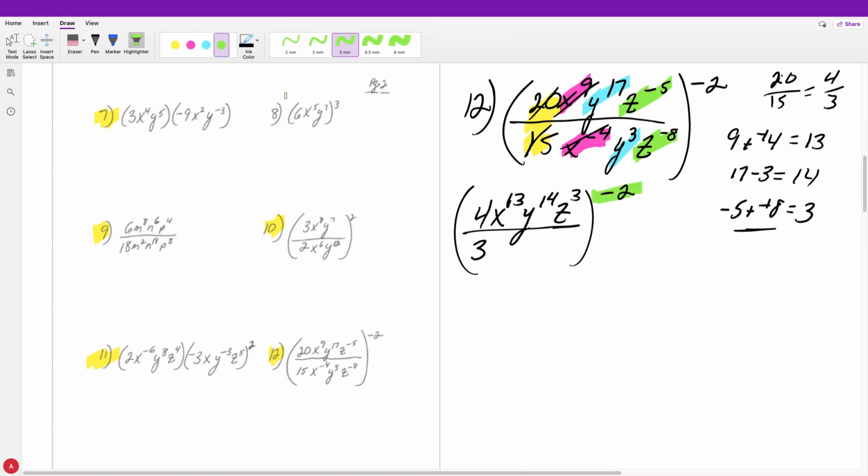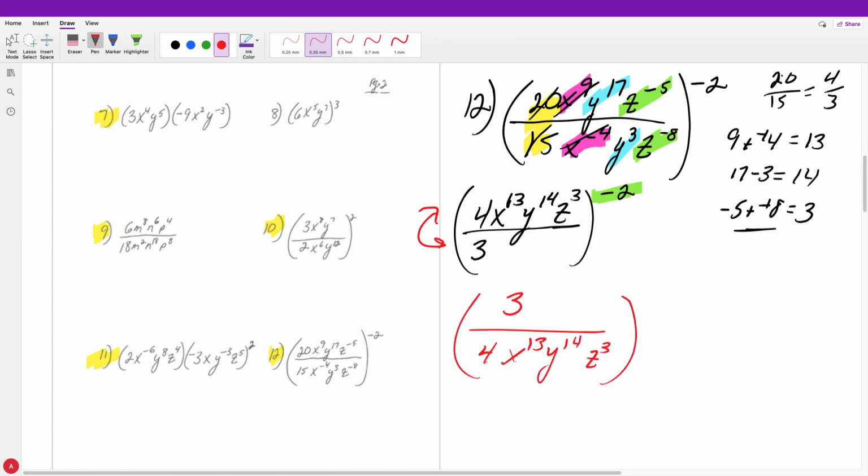So now I'm going to get rid of this negative 2. And I'm highlighting that. And we know to get rid of a negative power, we need to take its reciprocal. So 3 over 4x to the 13th, y to the 14th, z cubed. And now it's all being raised to the second power. And now after doing this, I'm just going to distribute this power in. Well, 3 squared gives me 9.